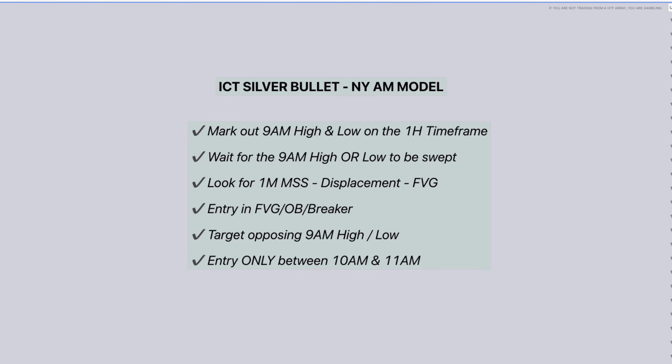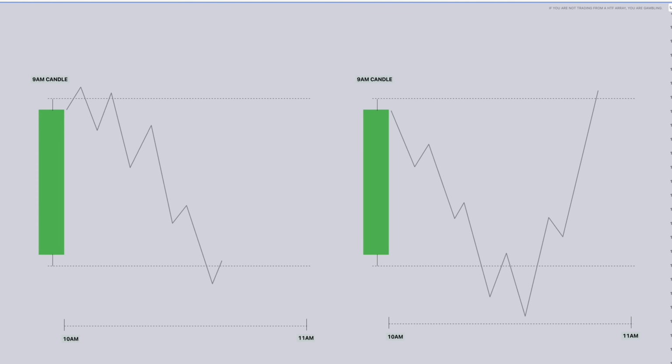So you look for displacement, you look for a fair value gap. You're going to target the opposing 9 a.m. high or low. So that means if the 9 a.m. low is going to be swept, you're going to target the high. And if the 9 a.m. high is going to be swept, you're targeting the low. Entry inside a fair value gap or block or breaker. And entry can only be happening within the silver bullet window, 10 a.m. until 11 a.m.